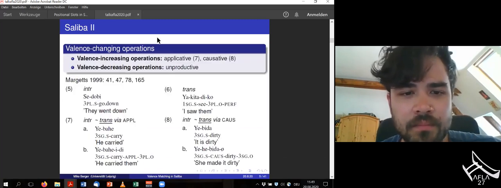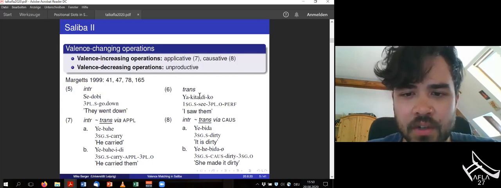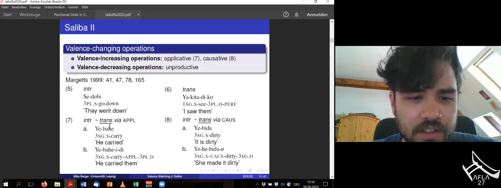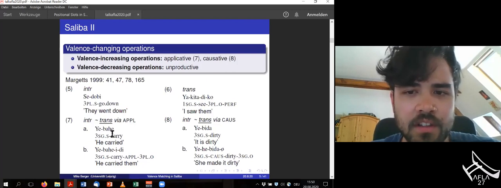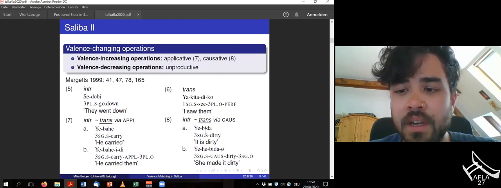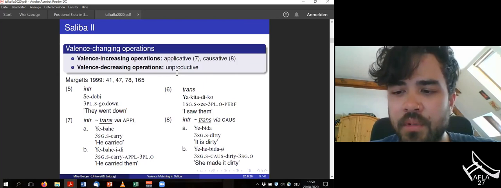Let me give you a few non-complex verb examples. In 5, you have a simple intransitive sentence. In 6, a simple transitive, I saw them. You have two very productive valence increasing operations, the applicative, first of all, in 7. So you can have he carried and he carried them. And also the causative, as in 8, it's 30 versus she made it 30. Now valence decreasing operations, while available, are highly unproductive.